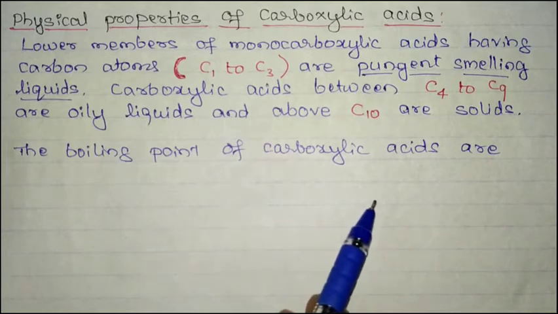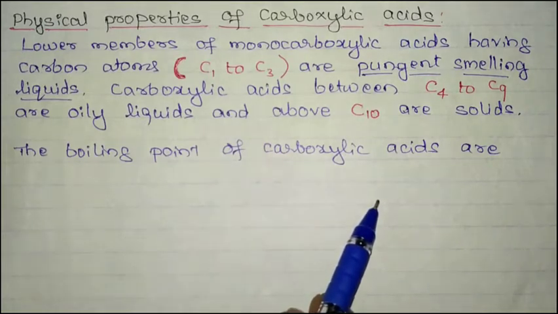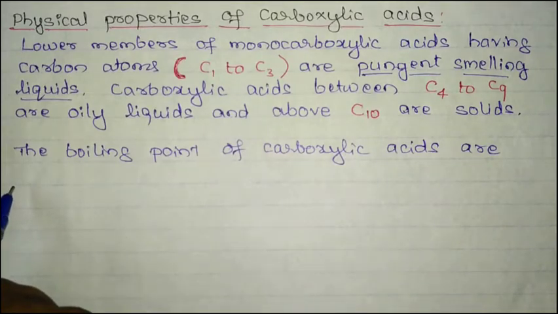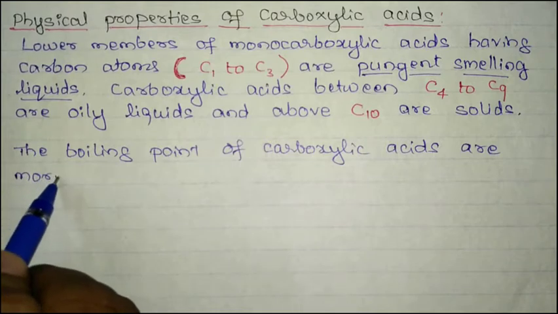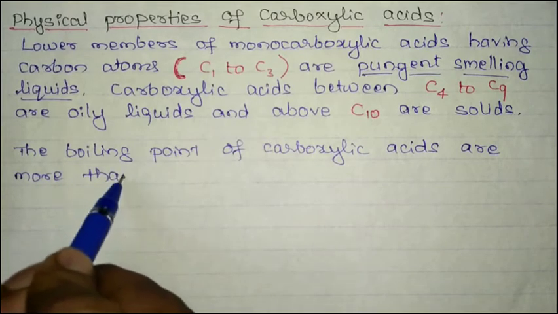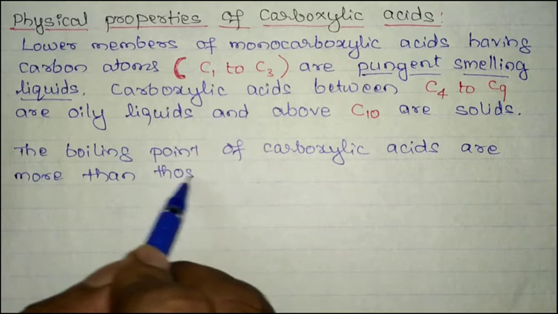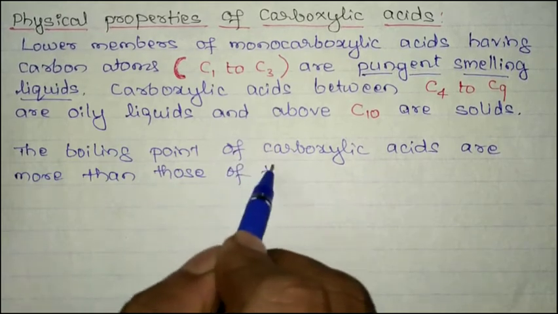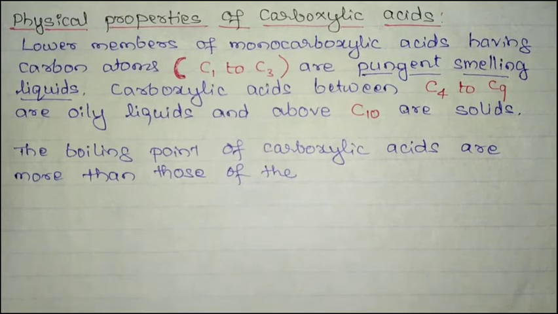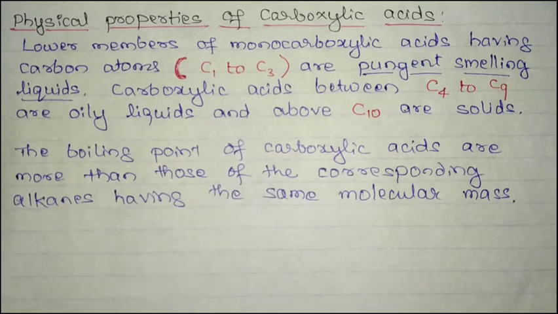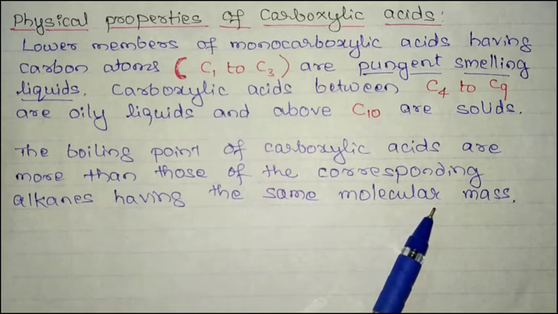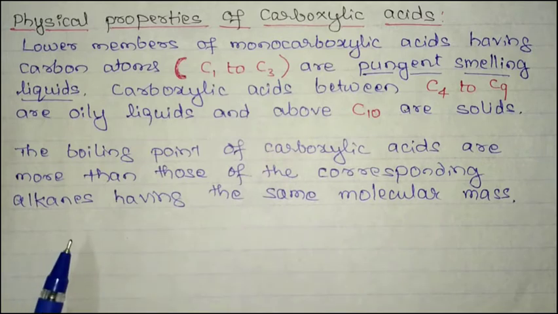The boiling points of carboxylic acids are more than those of the corresponding alkanes having the same molecular mass. And this property is because of intermolecular hydrogen bonding in carboxylic acids.